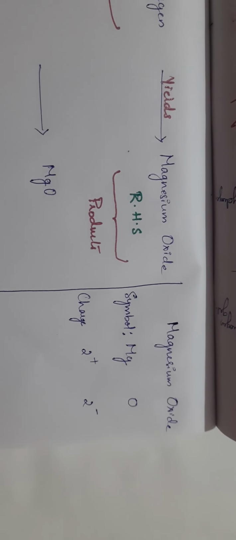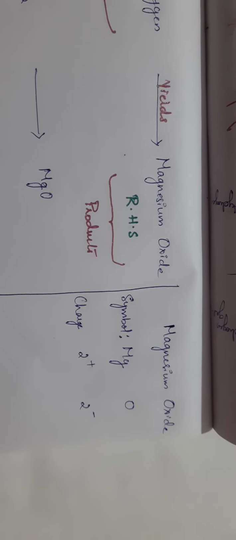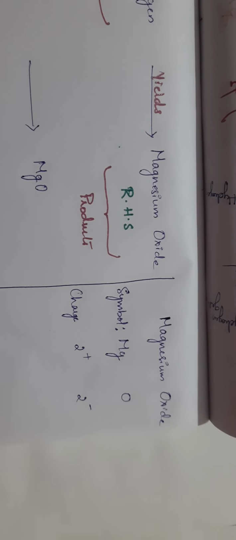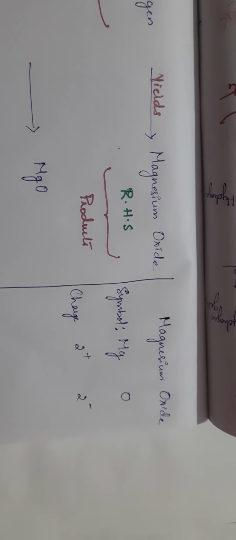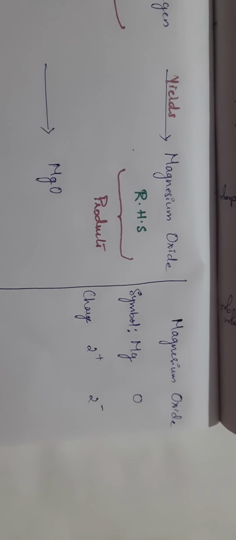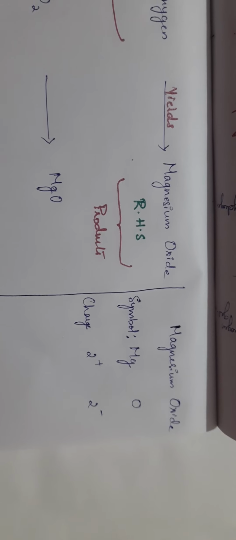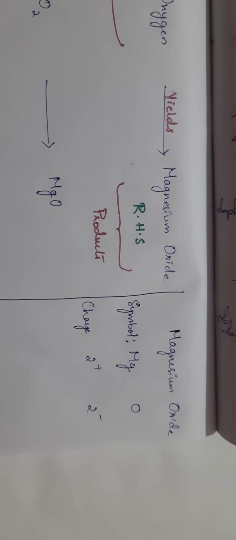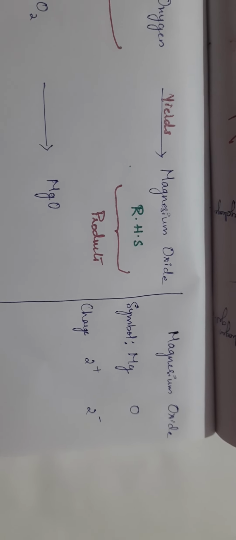Here, magnesium oxide has two elements, which are magnesium and oxygen. So let us first represent the symbols of these two elements. Magnesium's symbol is Mg and oxygen is represented as O. It's just the symbol, not the molecular formula. Now, what are the charges? Magnesium is 2 plus and oxygen is 2 minus. Oxygen in the periodic table is at the 8th position and magnesium at the 12th. So magnesium's charge is 2 plus and oxygen's charge is 2 minus.